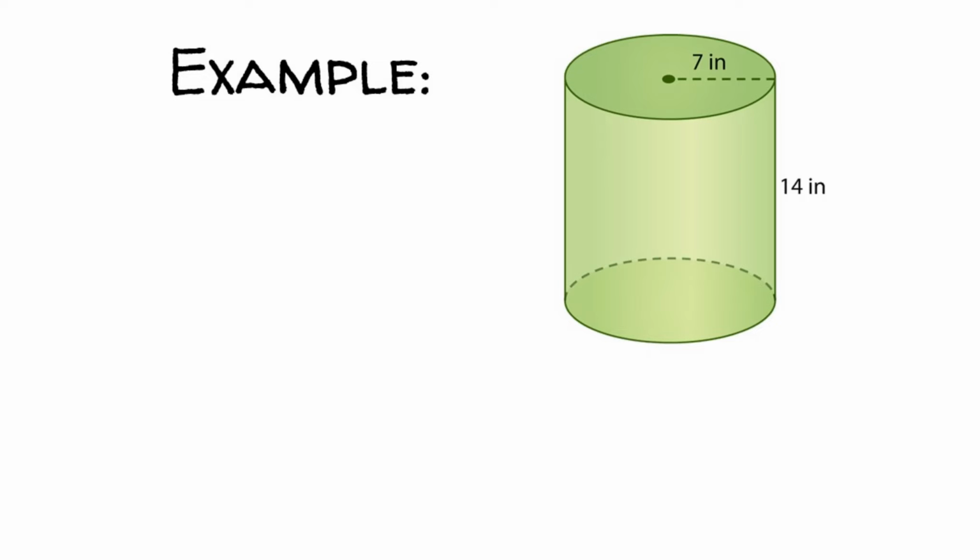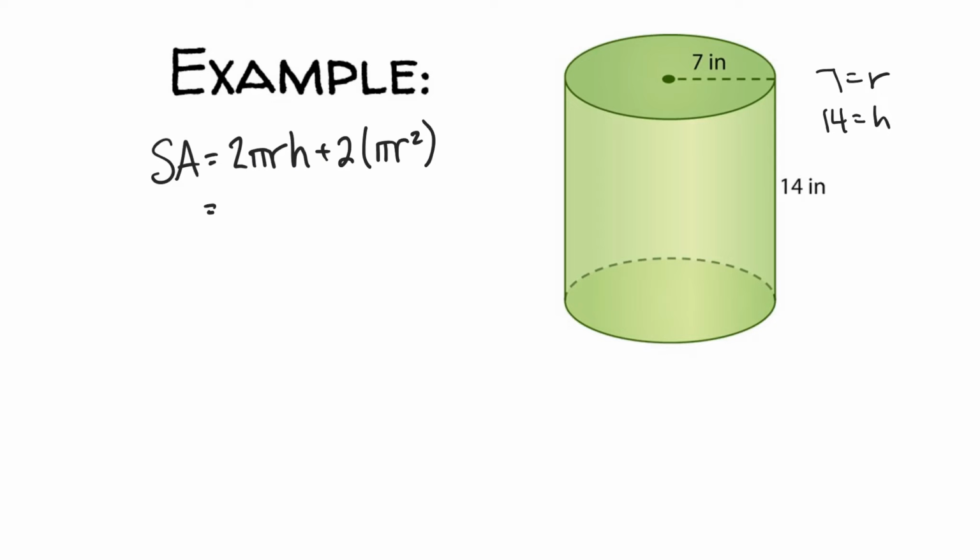We know our surface area formula is equal to 2 pi r, the circumference, times the height of the cylinder, plus 2 times the area of my base, so 2 times pi r squared. So really, we're just going to be plugging in. We know 7 is our radius. We know 14 is our height. So I have 2 times pi times my radius is 7, my height is 14, plus 2 times pi times my radius squared, so 7 squared.